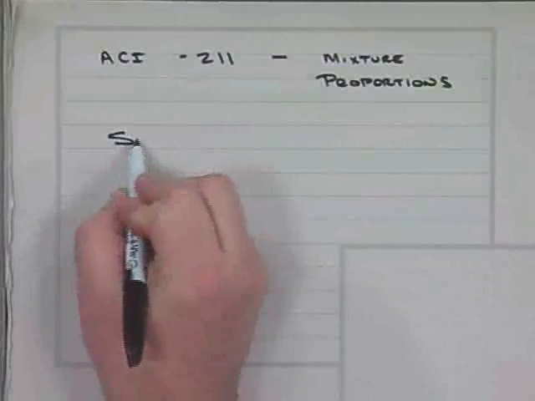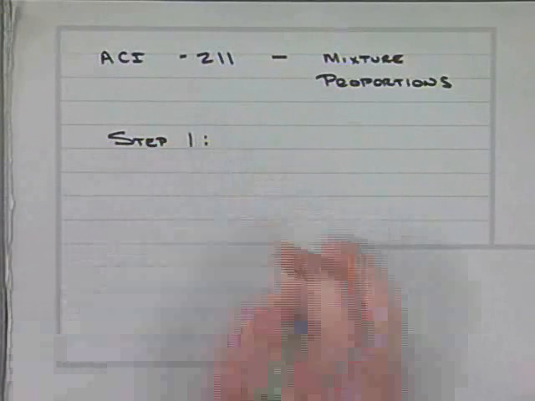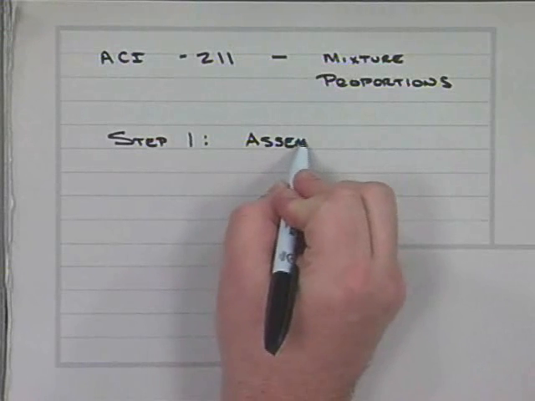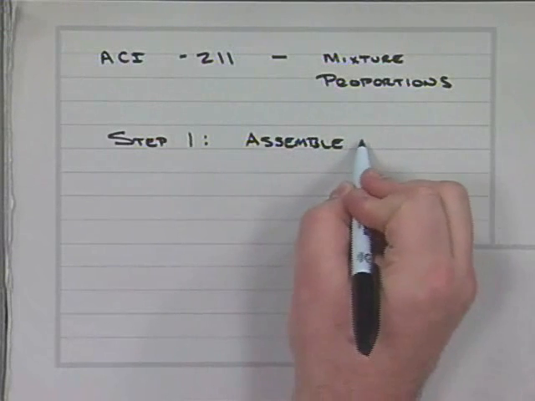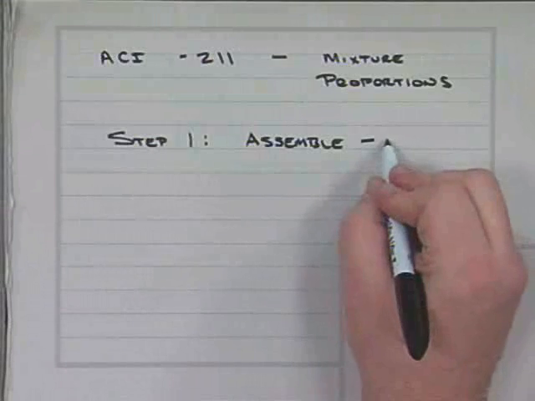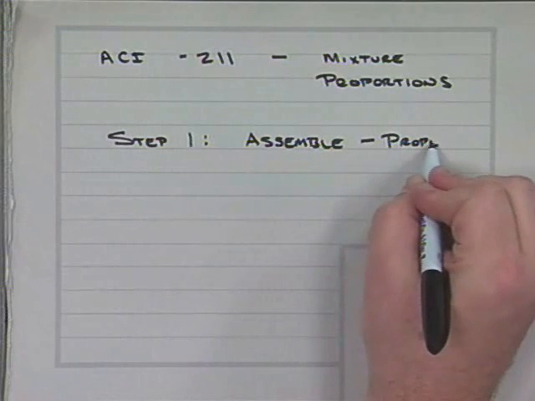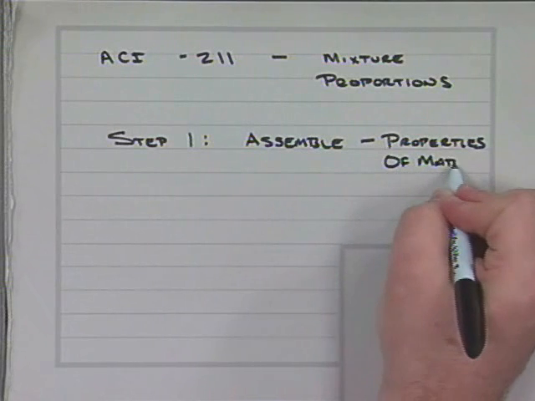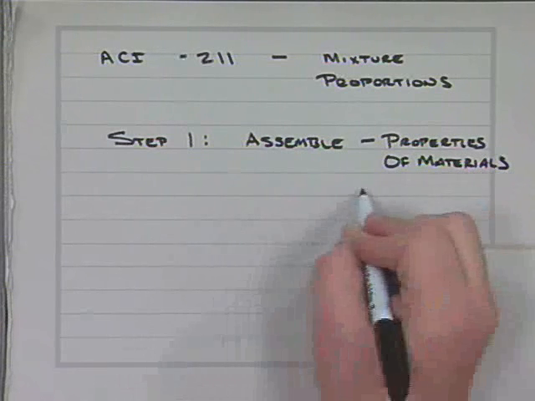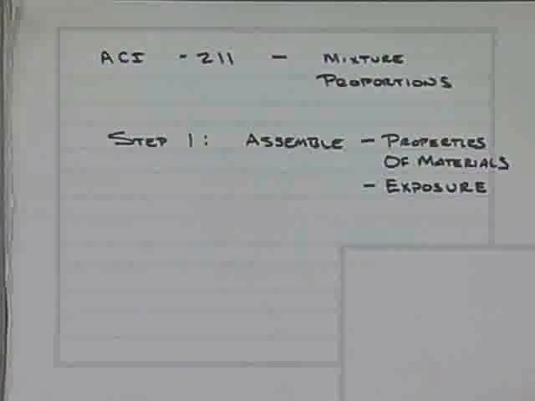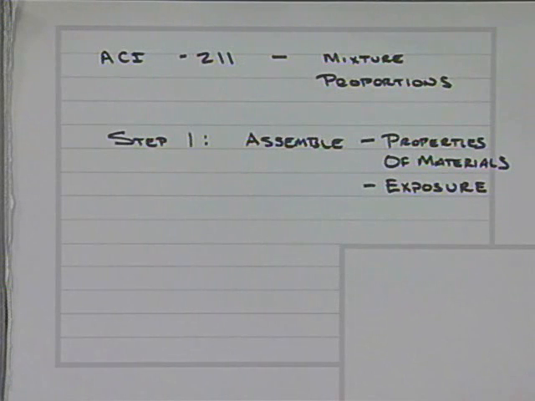And we said that the first step in the process, step one, was to gather information. So here we're going to assemble information, and that information is going to describe a few different types of things. So what types of things are we trying to assemble information on? All right, the properties of the aggregates or the properties of the materials. All right, so the properties of materials, and in addition, exposure and requirements for things like strength.